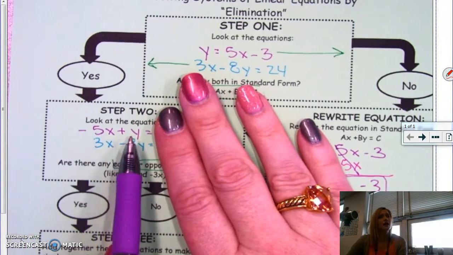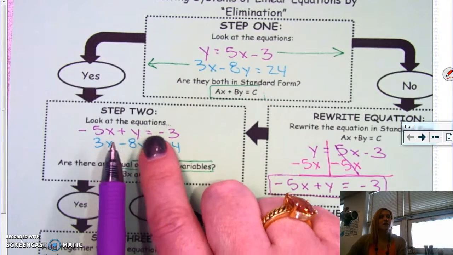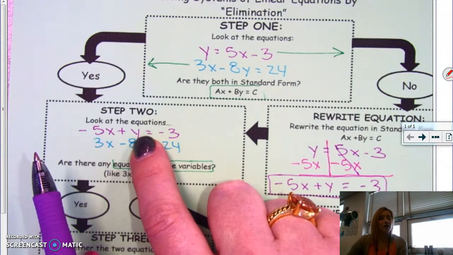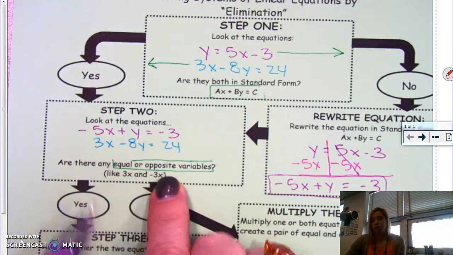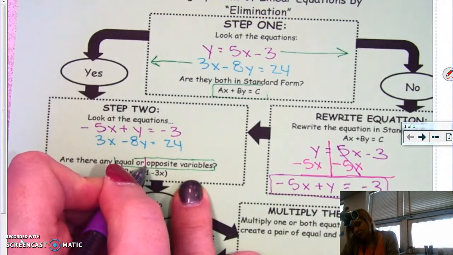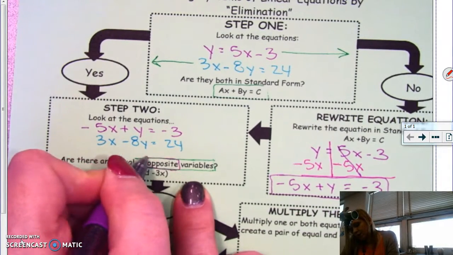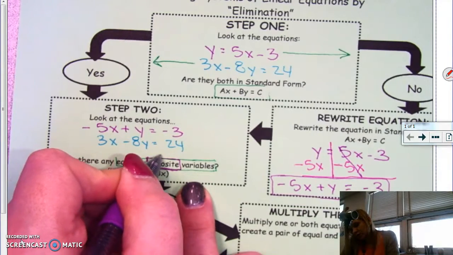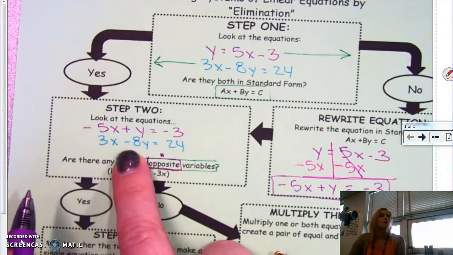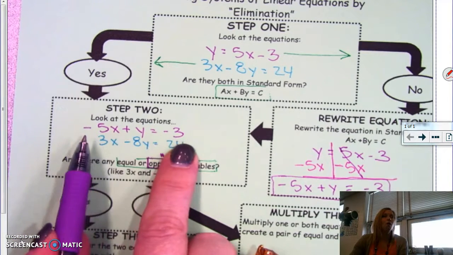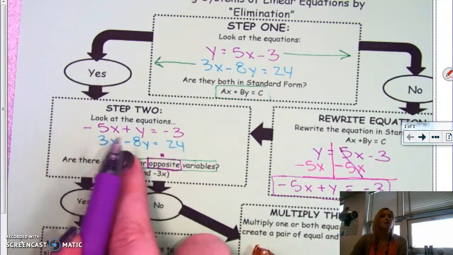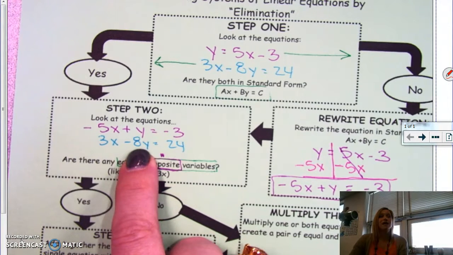If you look at the y's, I have a y here and a negative 8. Well, is there a way to get this y to equal a negative 8 or a positive 8? Sure. So opposites are always better. So let's put a little box around that. If you can do opposite variables, it makes everything so much easier. So this is what you really want to try. So I would like to turn this into a positive 8. So what would I have to do with this whole equation in order to get this to be a positive 8? Well, I'd simply have to multiply the whole equation by 8.